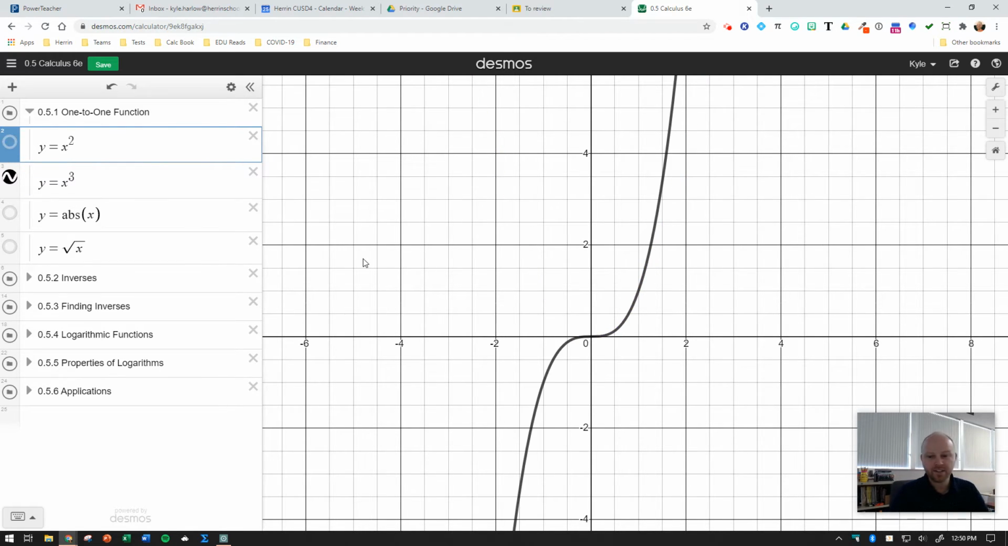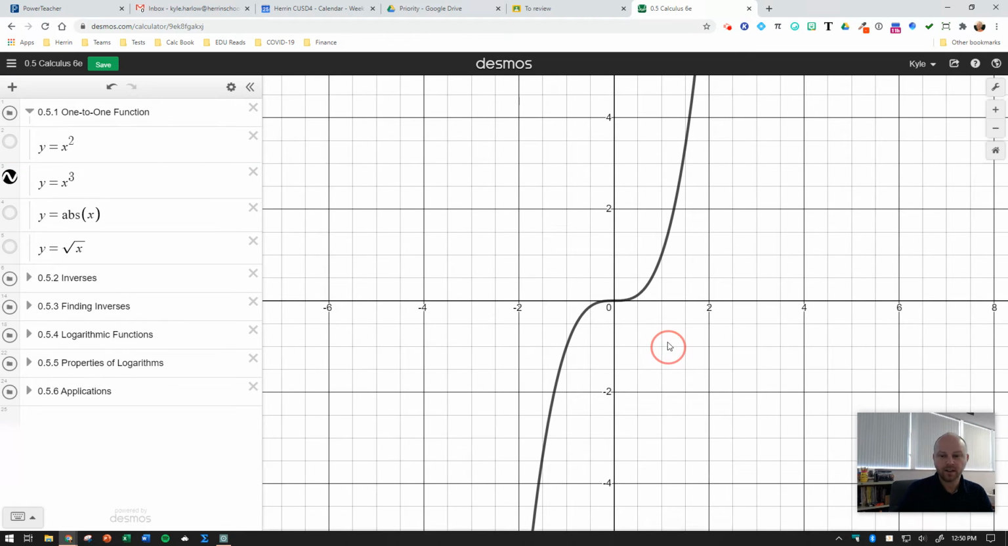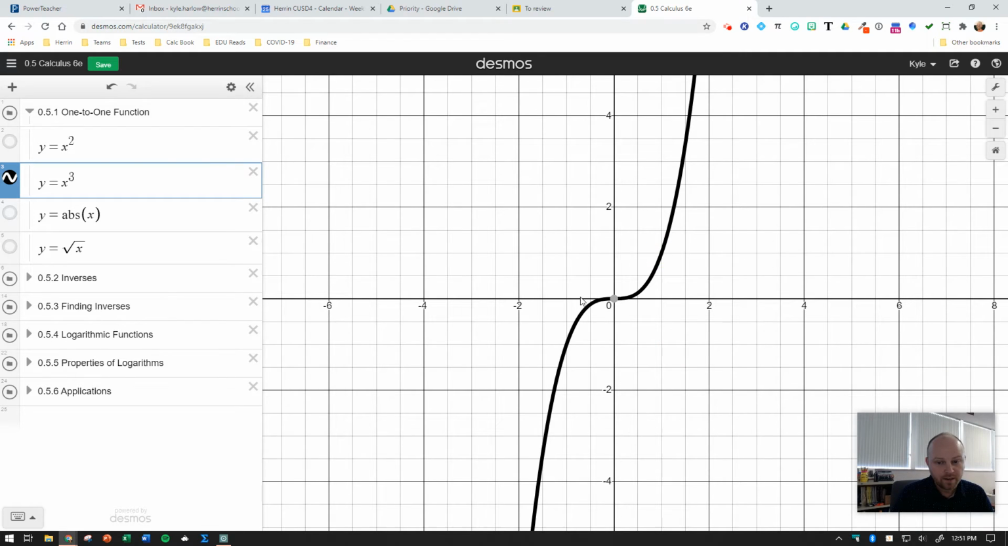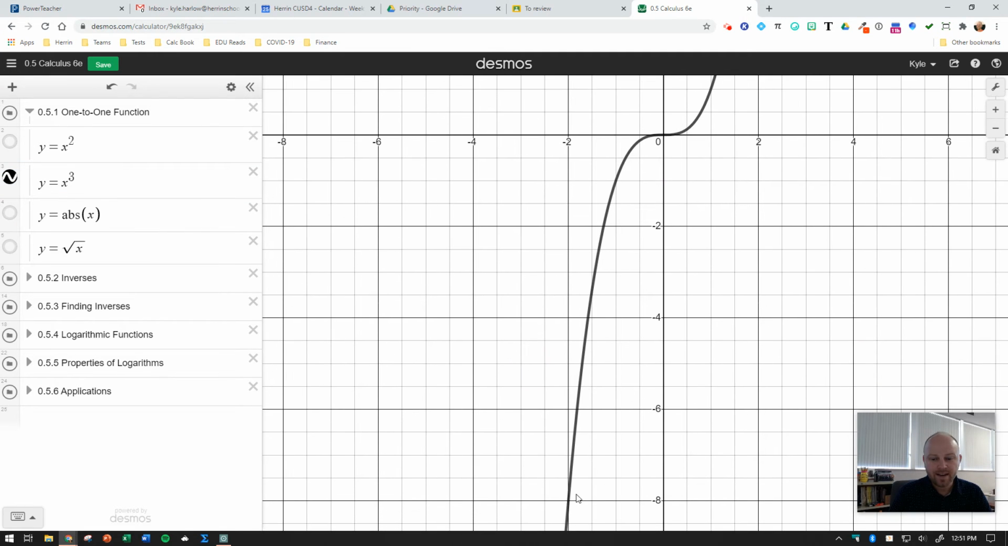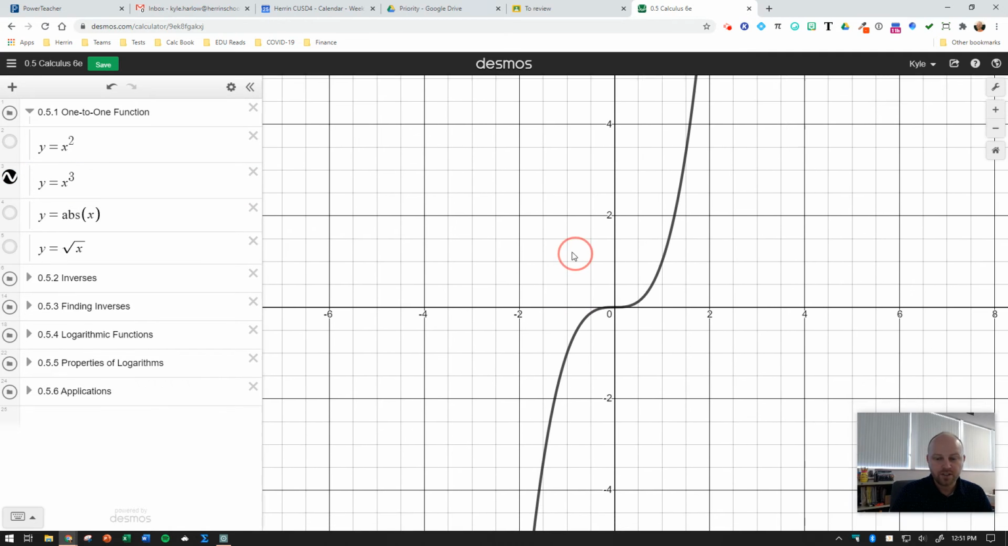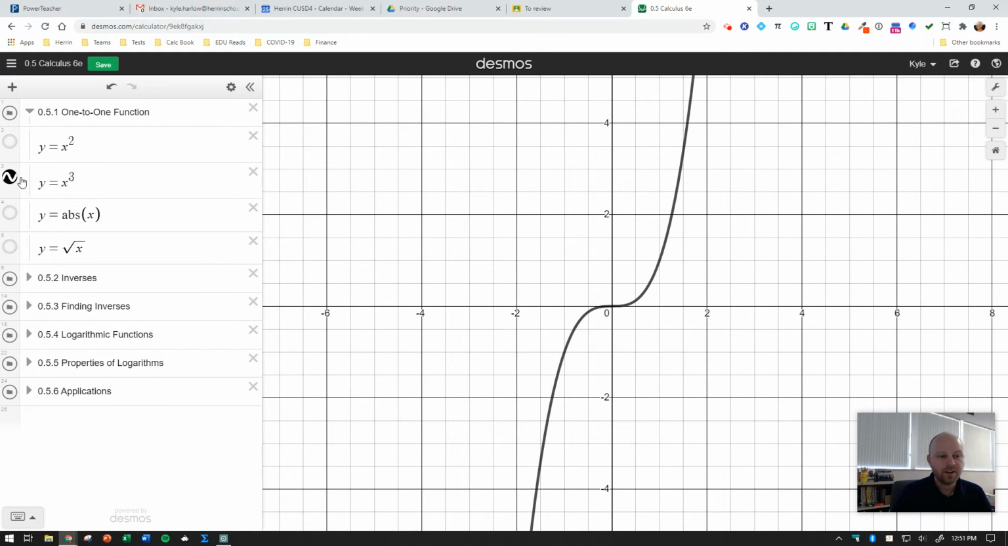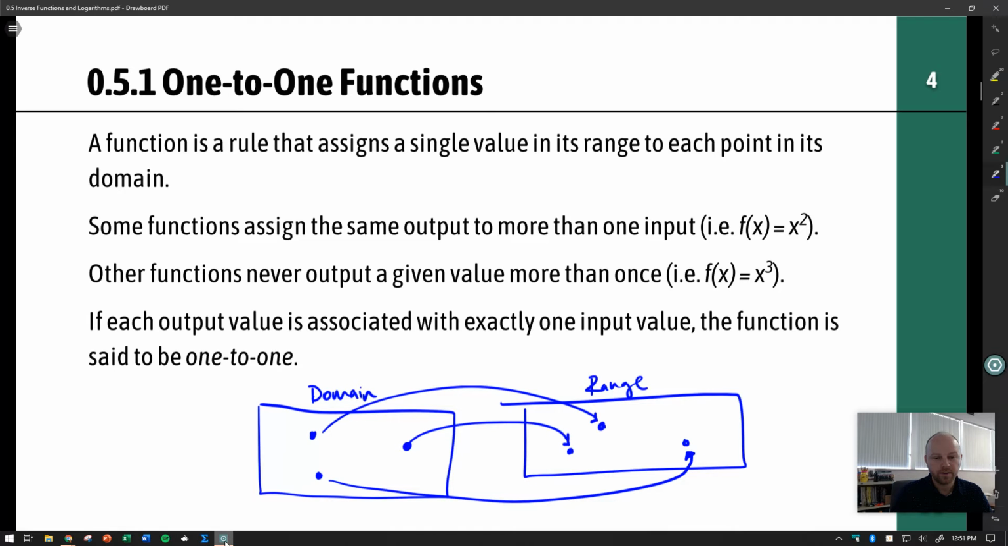For the function x cubed, that does not occur. 1 goes with 1, but -1 goes with -1. And 8 is the range element that goes with 2 from the domain, and -8 is the element that goes with -2 from the domain. So we never have any value from the range used more than once. So those functions are the particular ones that we're going to be looking at in this section.